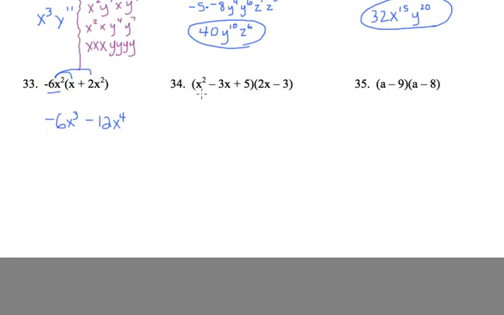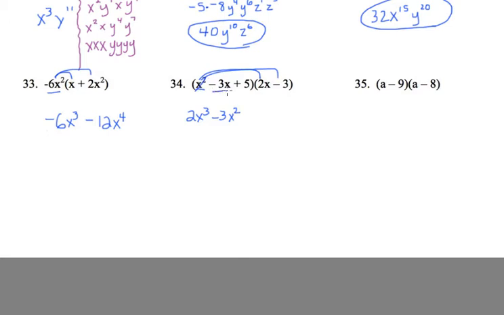Okay. Over here, I have a bunch of stuff in a parenthesis times the rest of the stuff in this parenthesis. I have to distribute each of these three terms to each of those two terms. So this is going to end up being quite a long problem. So first I'm going to take the x squared and distribute it. So that will be 2x cubed. And then I'll take the x squared times the negative 3. So that will be negative 3x squared. Okay, so I'm done with that x squared.